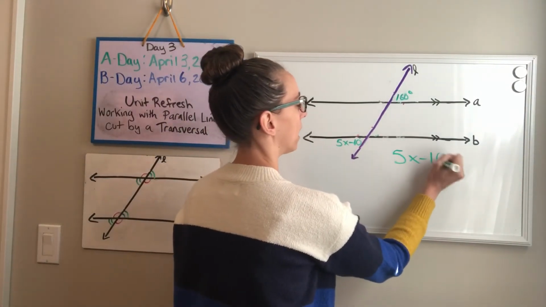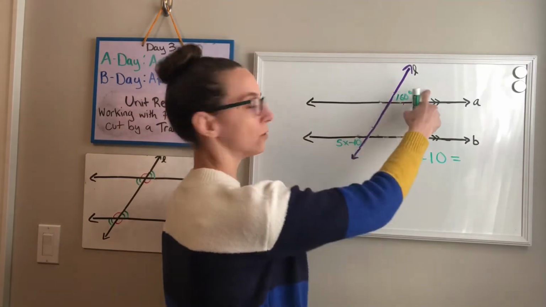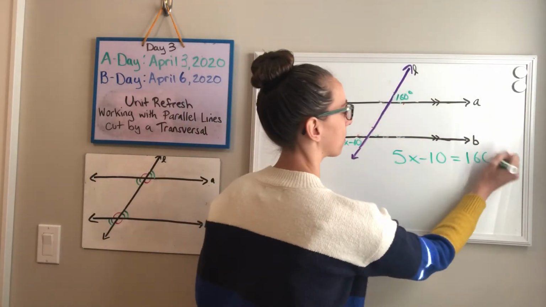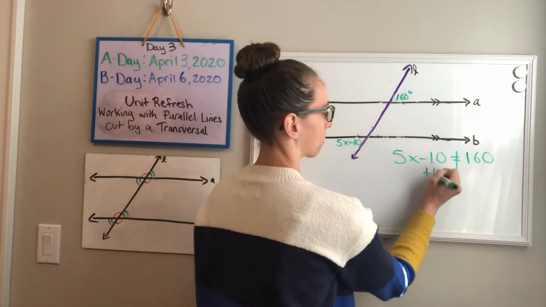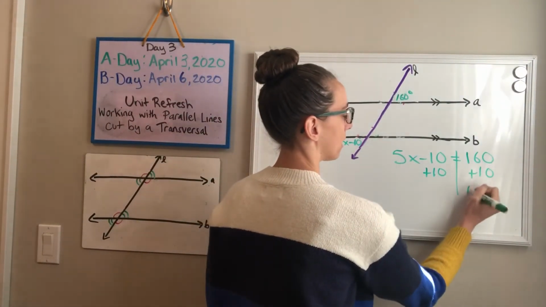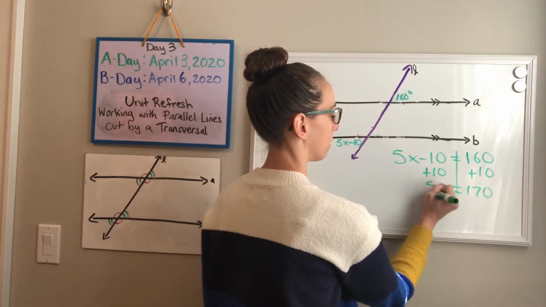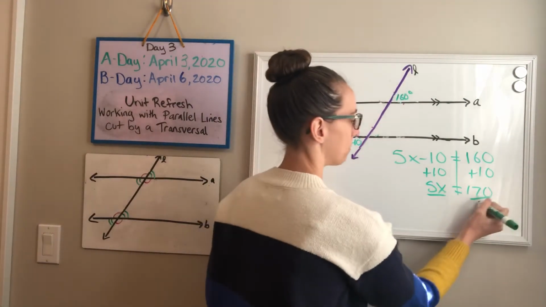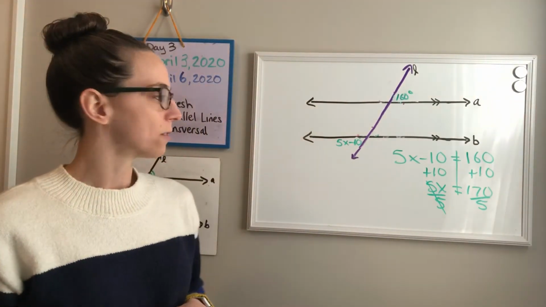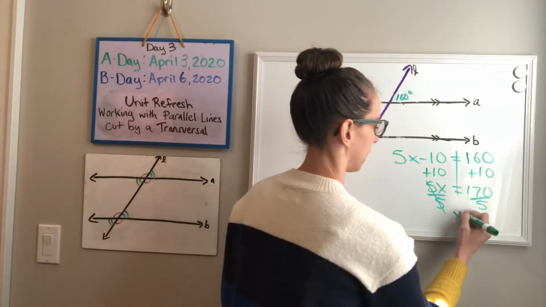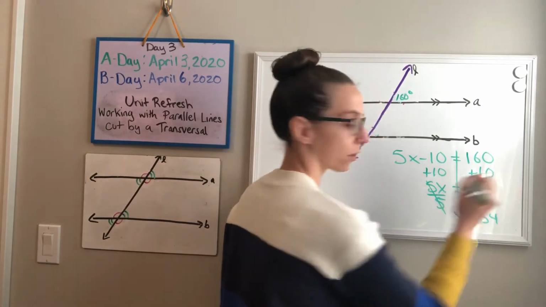5x minus 10 is going to be equal to 160 degrees. And then I could solve that equation. Inverse operations, I would add 10 to both sides, end up with 170 is equal to 5x. And when I divide both sides by 5, the 5's cancel out, and then 170 divided by 5 is going to be x is equal to 34.